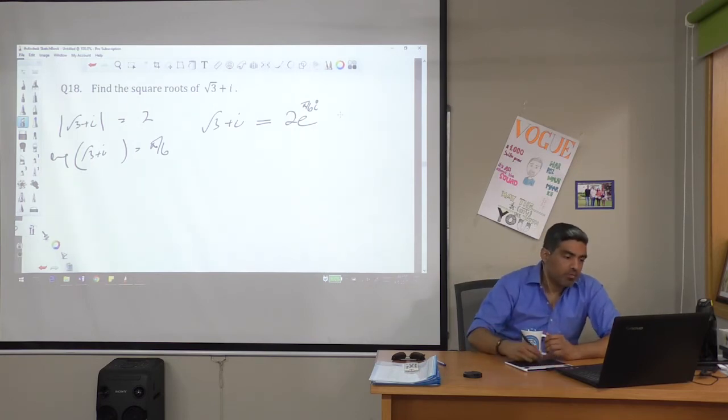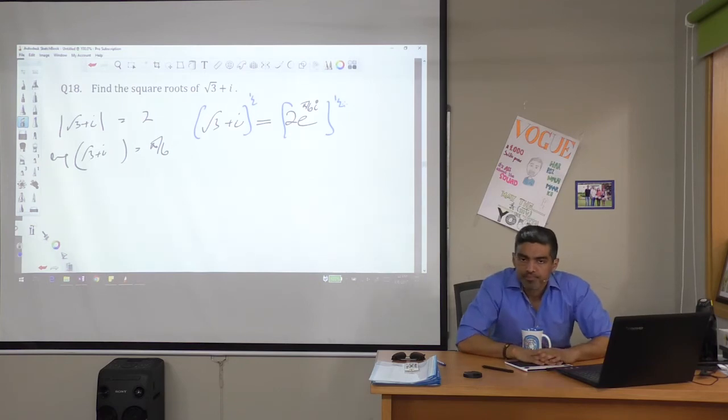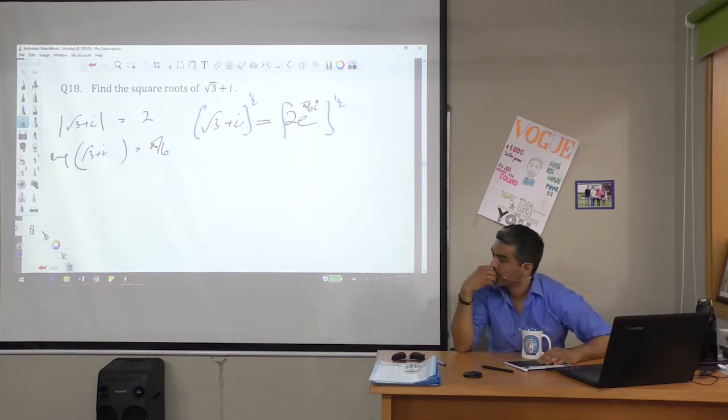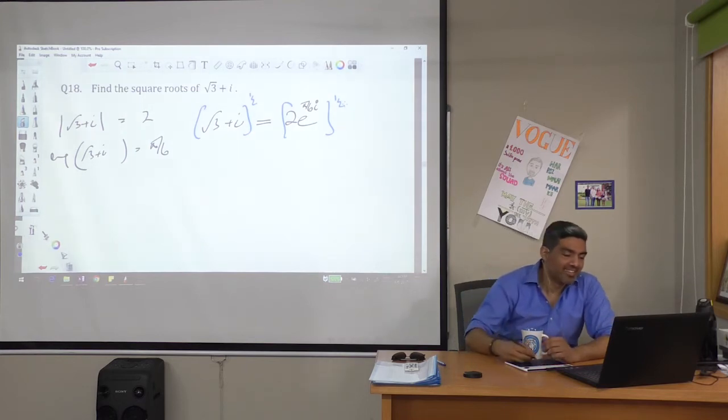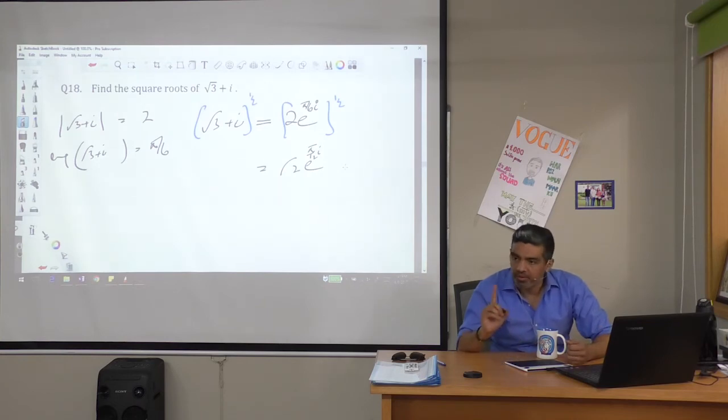Okay. Now we intend to take the square root. So basically, this becomes root 2 e to the power half of pi by 6, that is pi by 12 i. You have your answer. You've gotten one root. You just need to get another one.